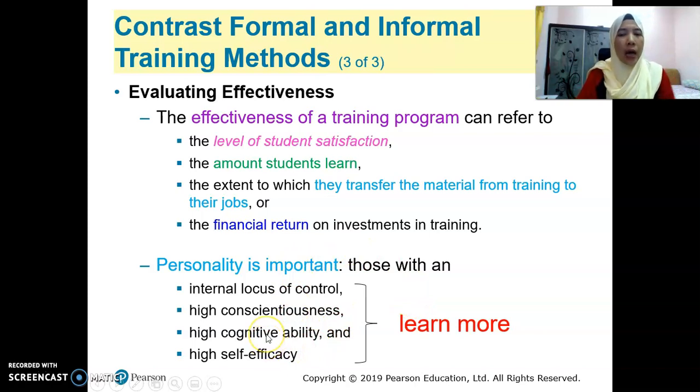They also have high cognitive abilities. If the employees sent to the training have high cognitive abilities, that means they are able to understand faster than others. They have high cognitive intelligence and high self-efficacy. High self-efficacy is more or less similar to internal locus of control. They believe in themselves and in their abilities, and that they can do something to change their conditions. Individuals with these personalities learn more when they are sent for training, so the training is more effective because they learn more. They are able to use what they have learned in training in performing their jobs.